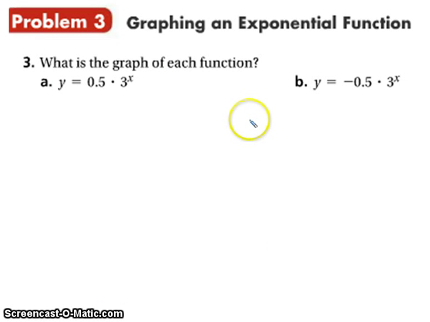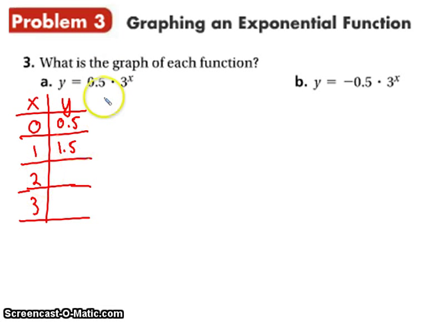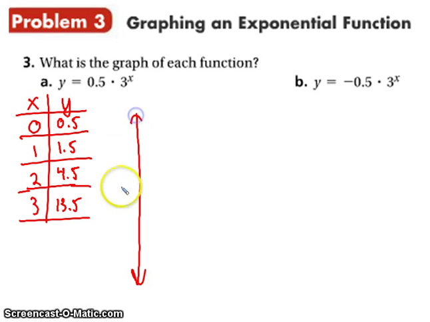Okay, last one, graphing. A table is going to be the easiest way to do it. Pick a few numbers. We start with those and work it out. So 3 to the power of 0 is 1, so this is 0.5. This is 3, so 1.5. This is 9, so 4.5. This is 27, so 13.5. And then we graph it.